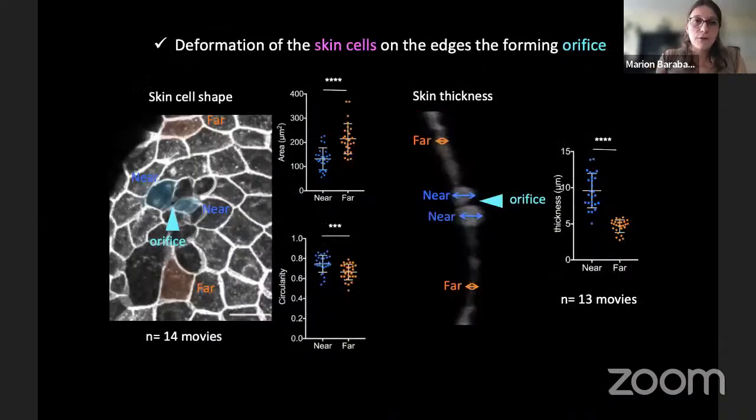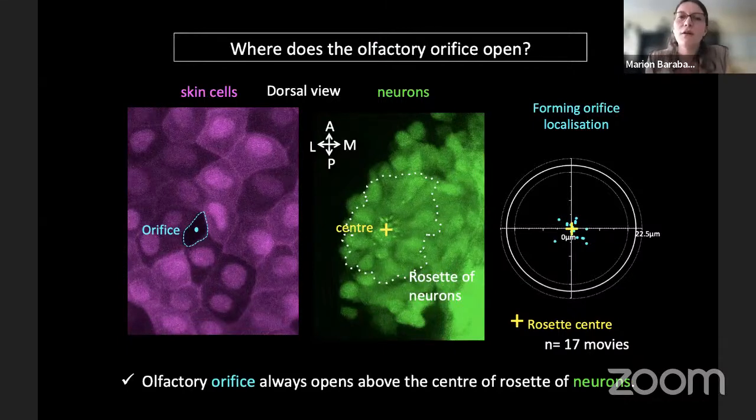So what about the deformation of those skin cells that are at the edge of the forming orifice? So I analyzed the shape and the thickness of those cells and found that they are modified in comparison to the other cells that are far away from the orifice. So they are modified because they look more round and they have lost their stereotypical thin appearance as an epithelium. They also have lost their honeycomb-like shape, meaning that they are specifically deformed. So what about the localization of this orifice?